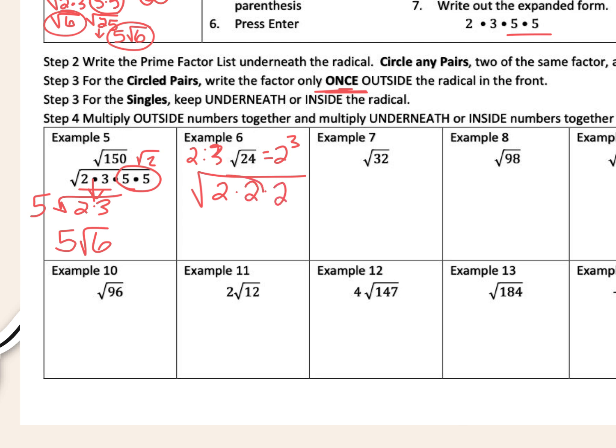So again, circle your pairs. Underline your single. Where do the pairs go? They go out. Right? That's really 2 times 2 is 4. The square root of 4 is 2, which is why we're only writing it once. And the singles stay inside. So this is a lot nicer than that 4.89 blah, blah, blah that we got earlier when we put it in our calculator.